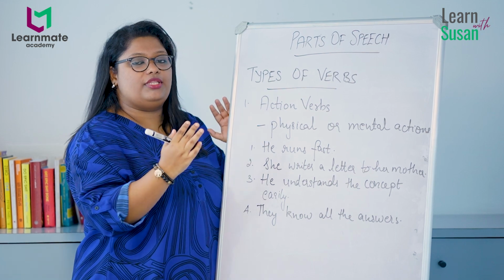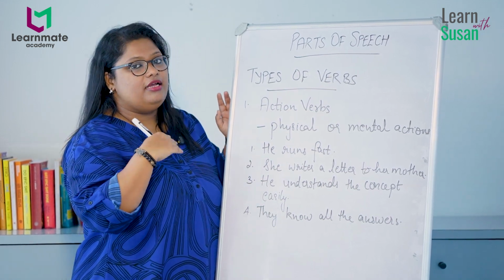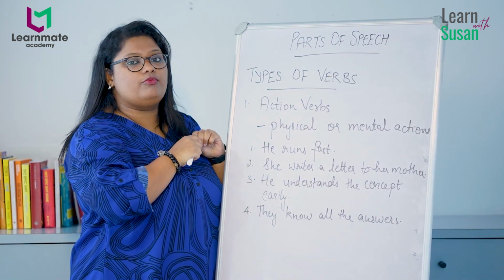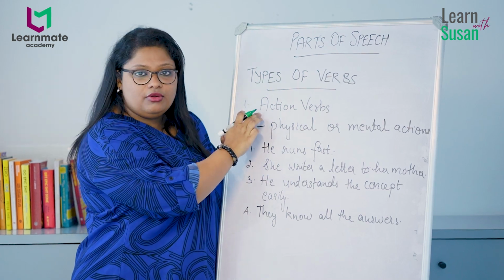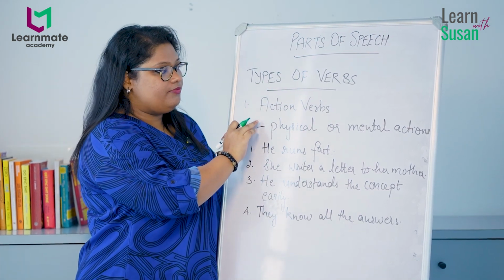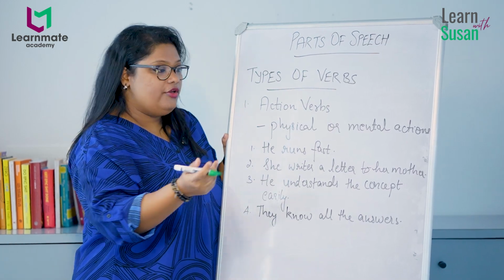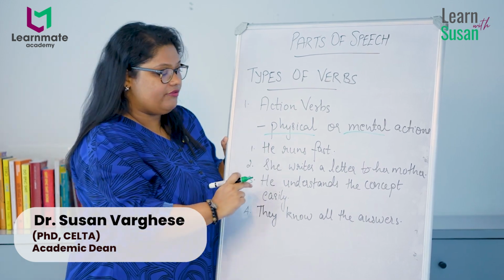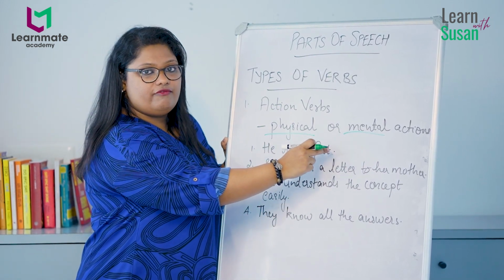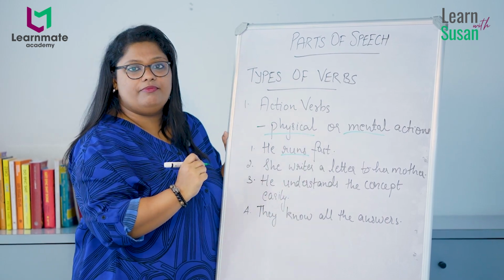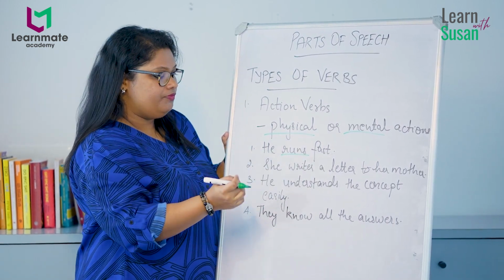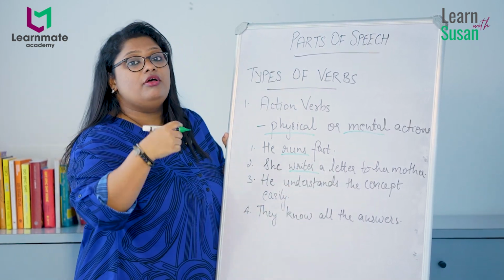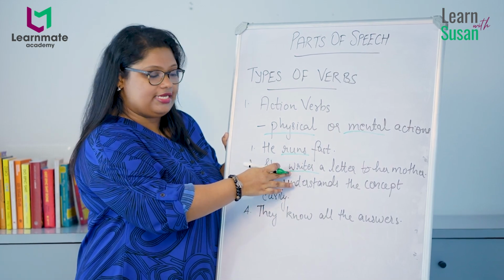Now let's move on to the different types of verbs that can be seen in the English language. The first one is the most common type of verb that we deal with, that is action verbs. As the name suggests, these verbs show action, whether it is physical or mental. Here are some examples. He runs fast. Here runs becomes the action verb that is used. She writes a letter to her mother. Writes shows the action of writing, so it becomes the action verb in that sentence.